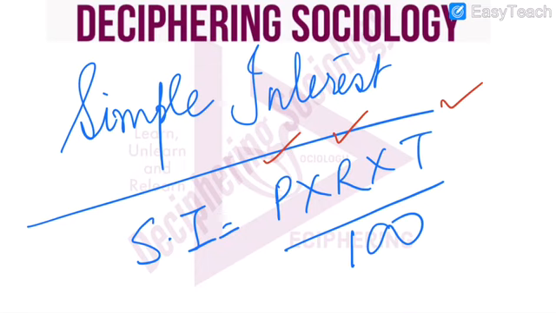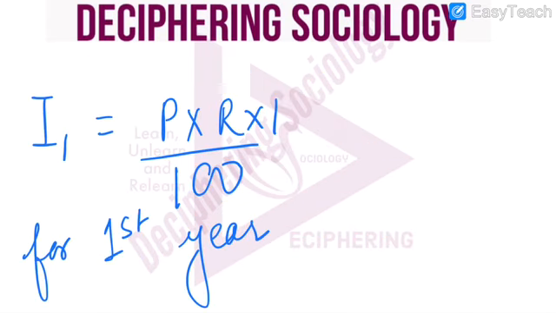For simple interest the formula was simple, it was PRT by 100, and we read that for every year the rate of interest was the same and the time period would be 1 year, and the simple interest would be this value, which was PRT by 100. So if we had to calculate the interest for the first year, it would be P into R into 1 by 100. This would be the simple interest for the first year.